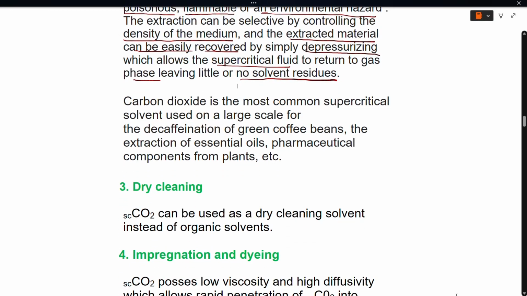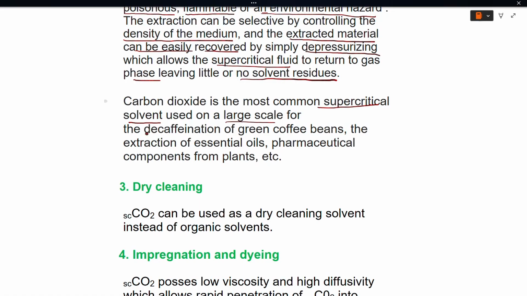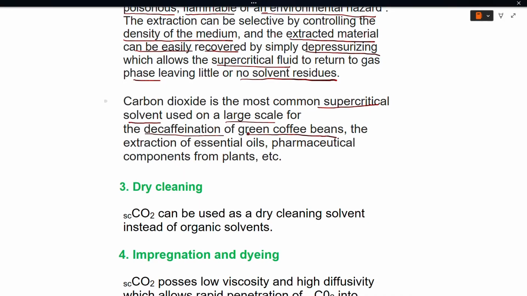Carbon dioxide is the most common supercritical solvent. It is used on a large scale for decaffeination of green coffee beans. Decaffeination means removing caffeine from green coffee beans. It has very high extractive power. It can penetrate into the coffee beans and extract most of the caffeine from them.